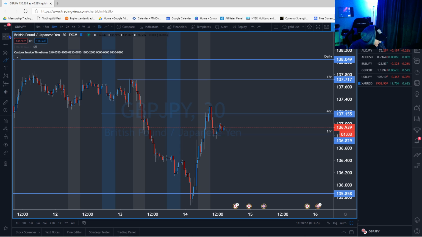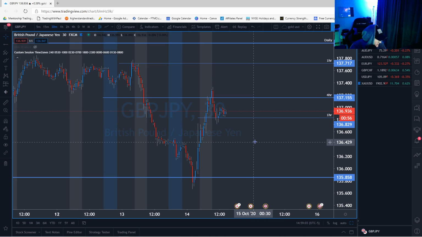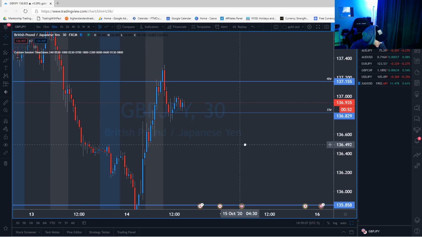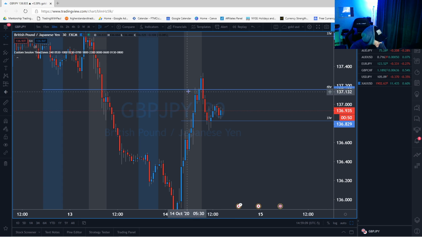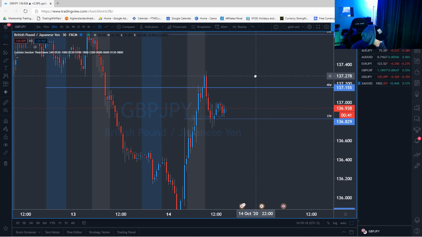So we cleared all that. So that's pretty much it for your top-down analysis. It's super straightforward, not a whole lot to do. I mean, the other thing you could do is, now that we're on the 30-minute, we've got our higher time frame levels, we know where price is more than likely going to react from, and then we'll kind of base our trades off of how we react from that level.